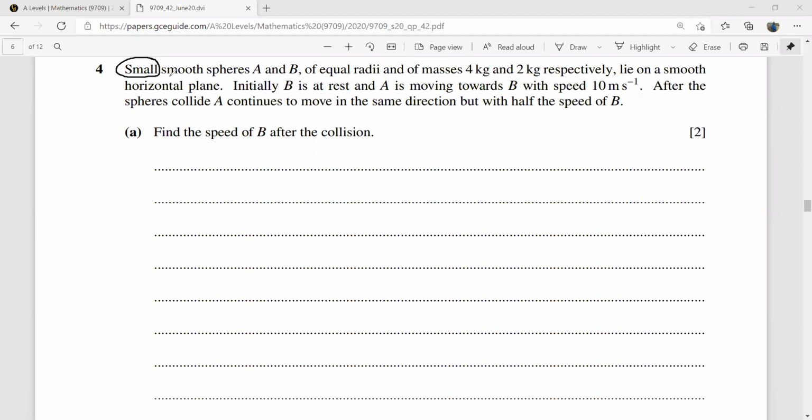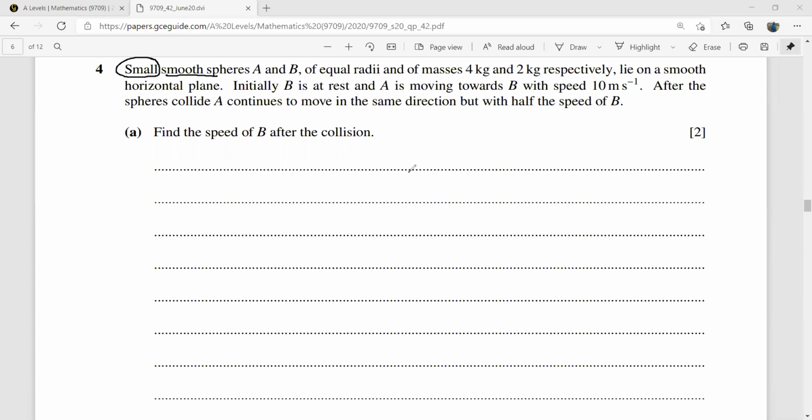Now the spheres are smooth and the plane is smooth. So that means the objects can move with a constant speed there. It says initially B is at rest and A is moving towards B with speed 10 meters per second.